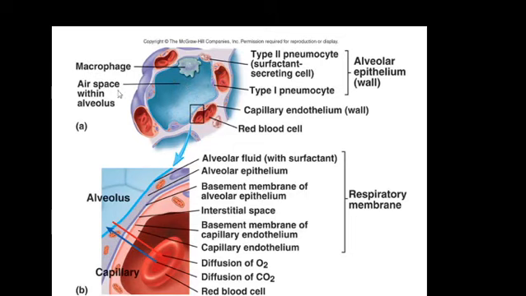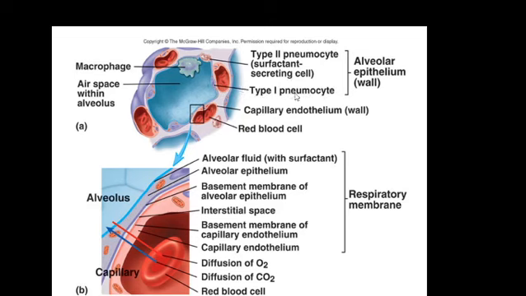This is the air space within the alveolus. And then within the alveolus, we have macrophages, which are very important in immunity. And then we have the type 2 pneumocytes, which secrete surfactants. These are the surfactants, a kind of lipid that prevents the lungs from collapsing. The purpose of the surfactants is to reduce surface tension. We'll talk about that.